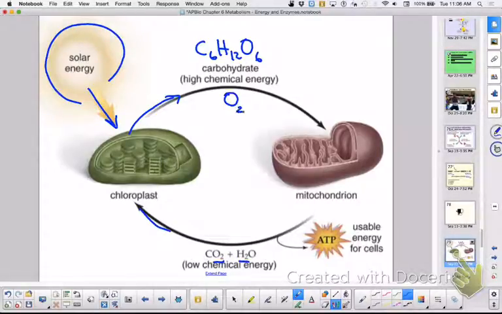Okay, I want you to see something for a minute. Here's CO2 and here's water. What did we do to the CO2? What did we add to it?